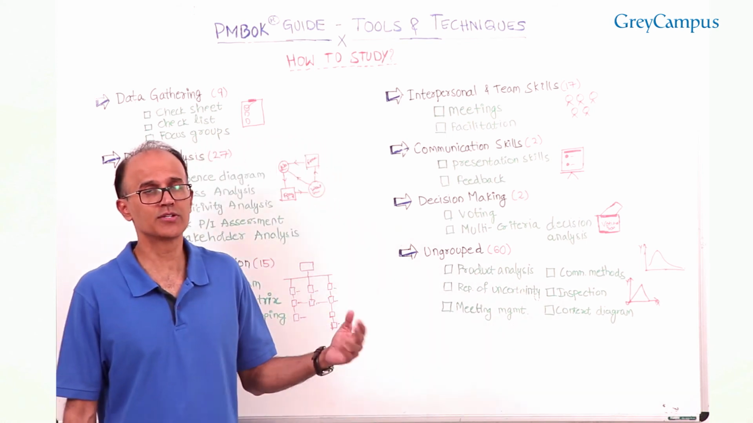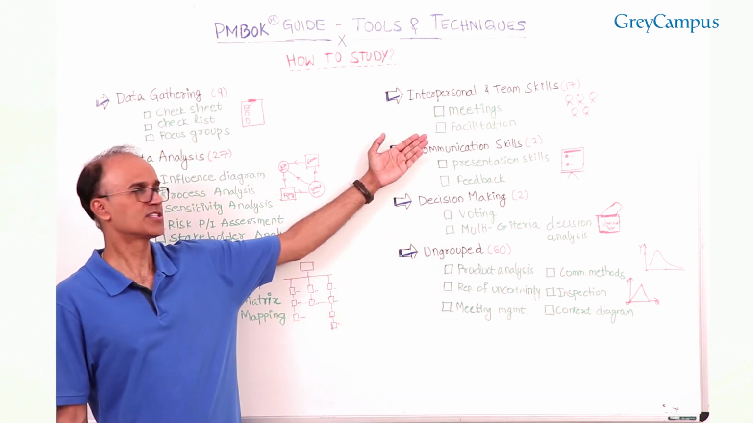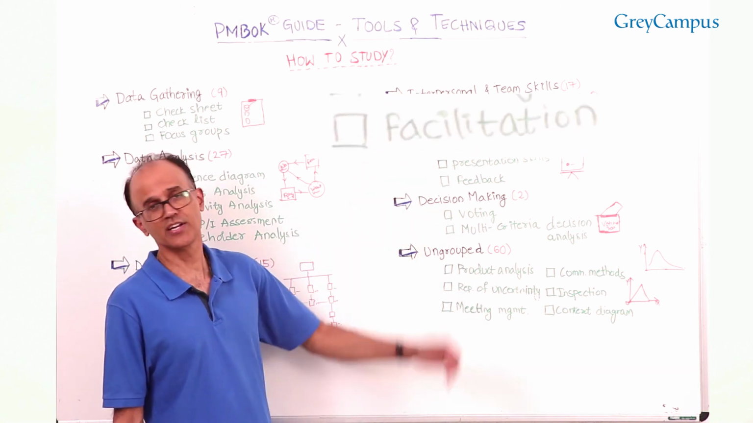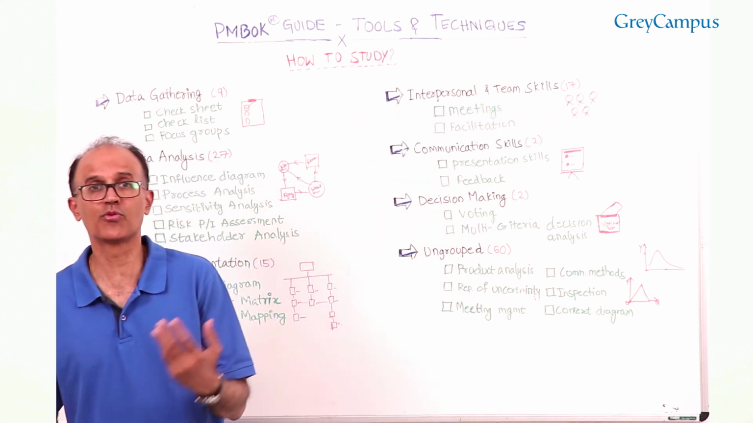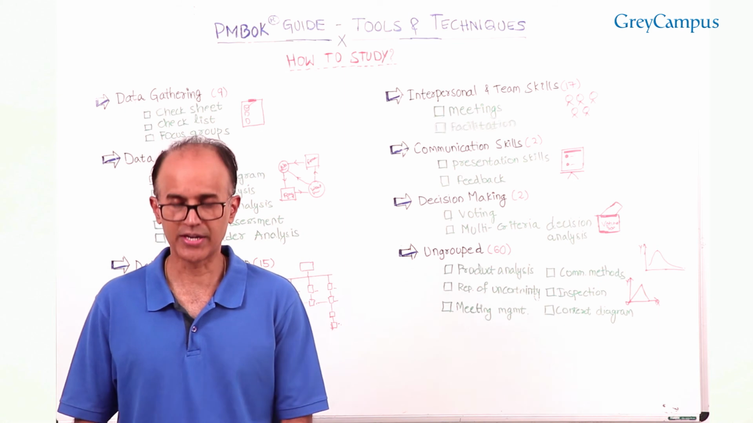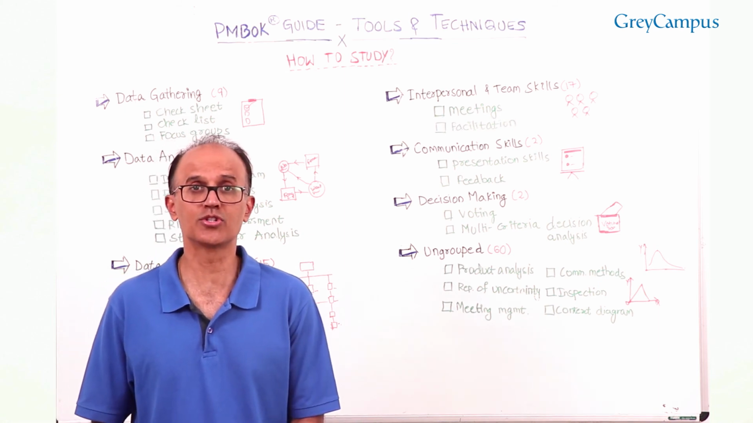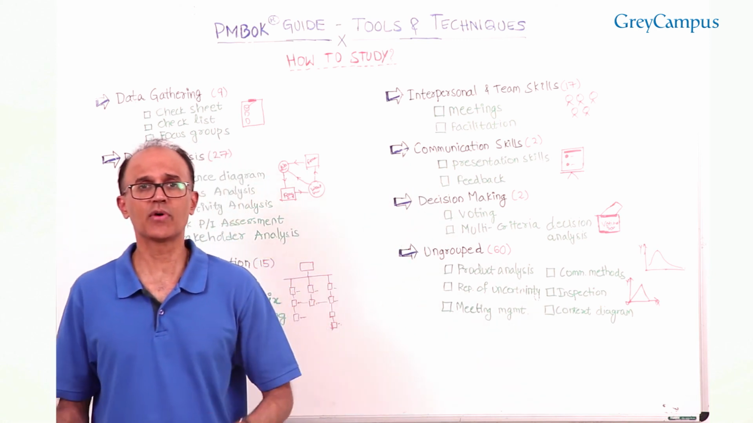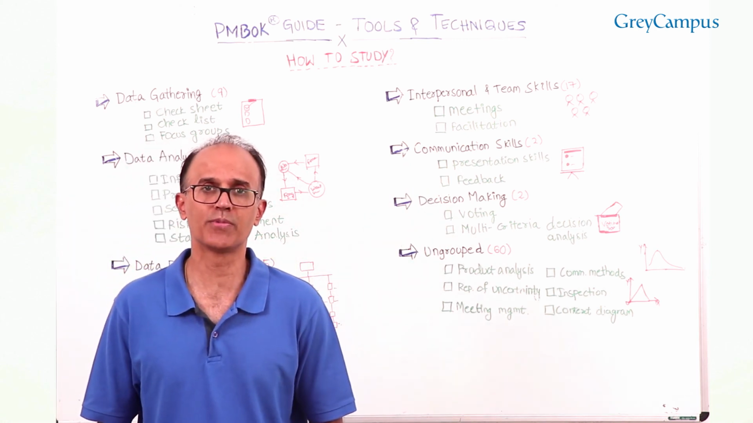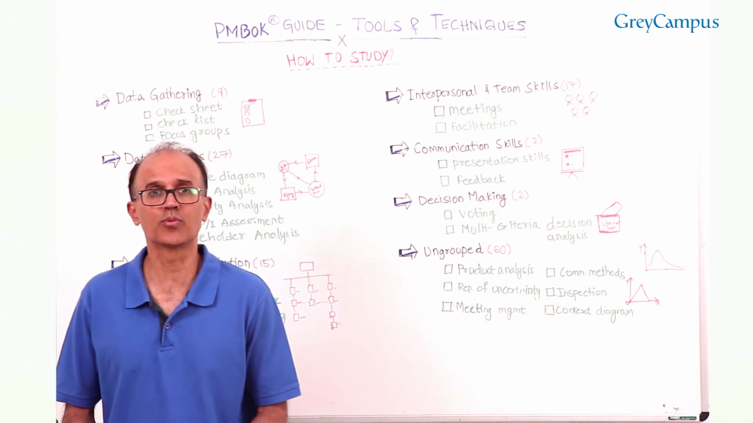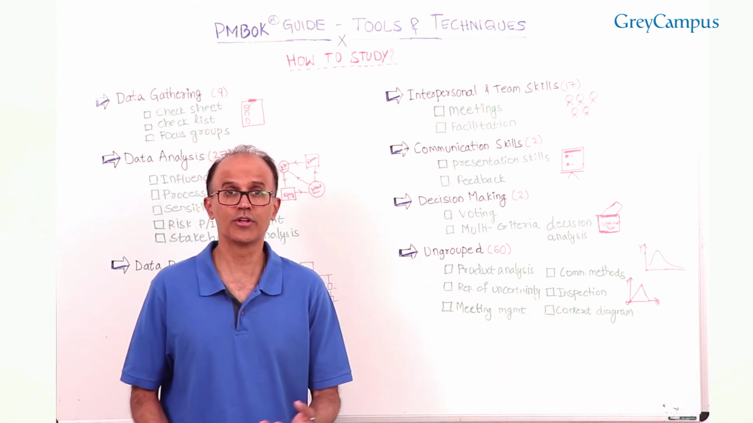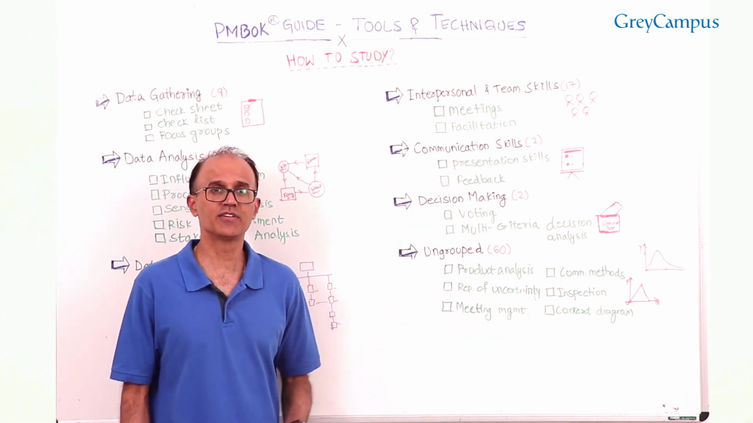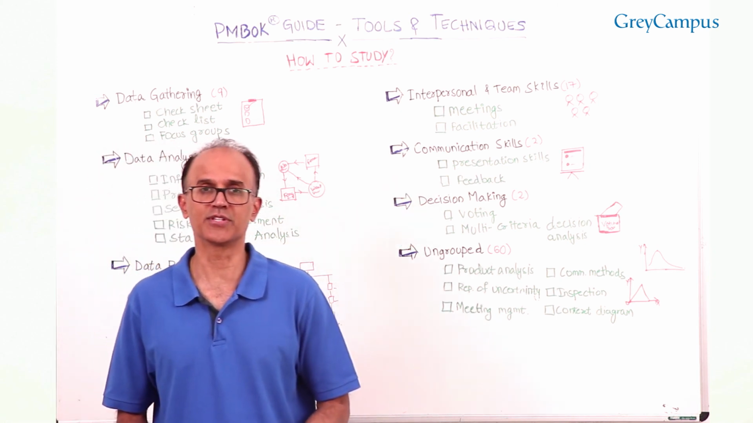And lastly, I would like to tell you that the same technique can be used in different situations. Let's look at facilitation. You can have a facilitation workshop in risk management to identify the risks or to analyze the risks and so on. You can also have a facilitation workshop to collect requirements, for example, a joint application development workshop, or a QFD, quality function deployment, workshop, or a user stories workshop. So the same technique of facilitation can be used in different knowledge areas for different purposes.